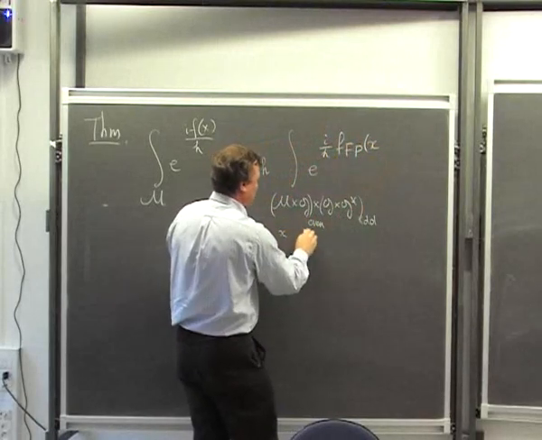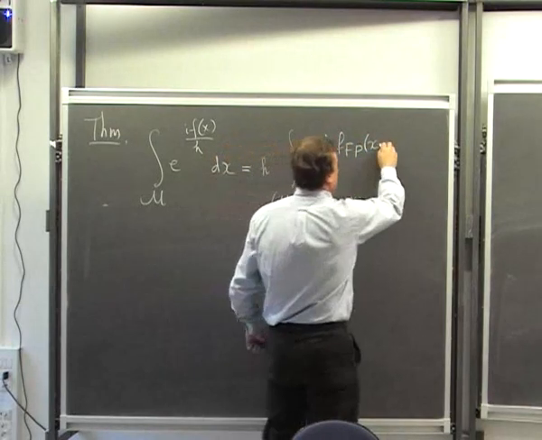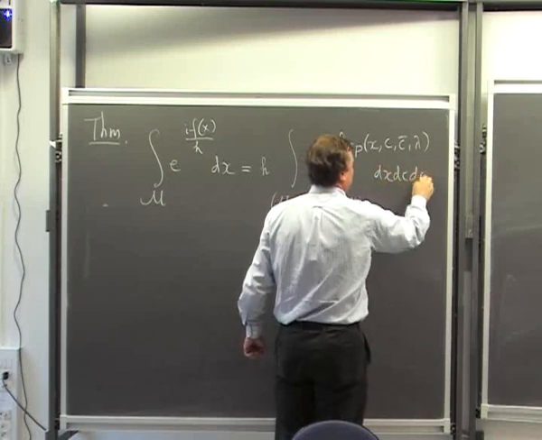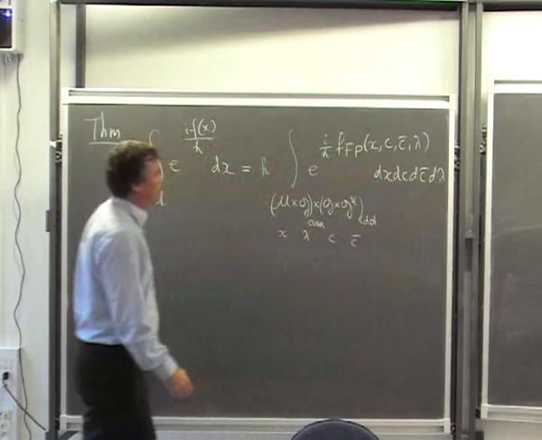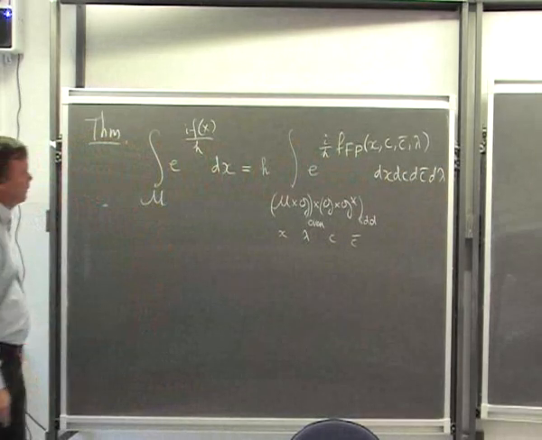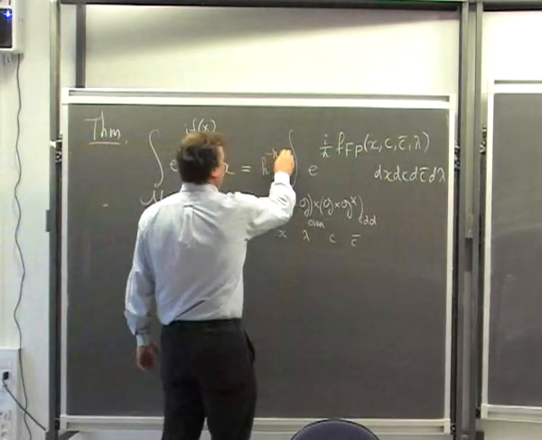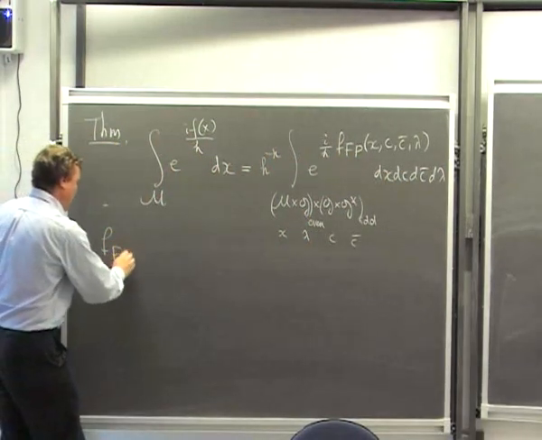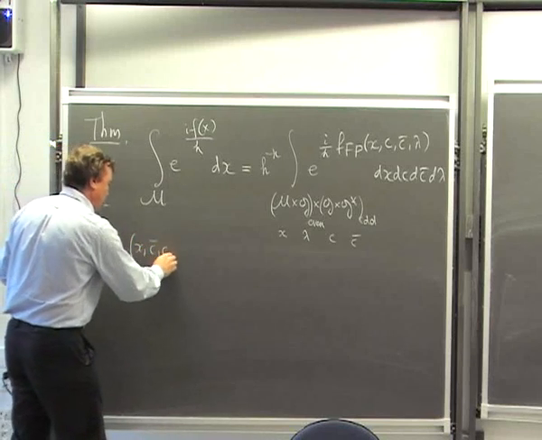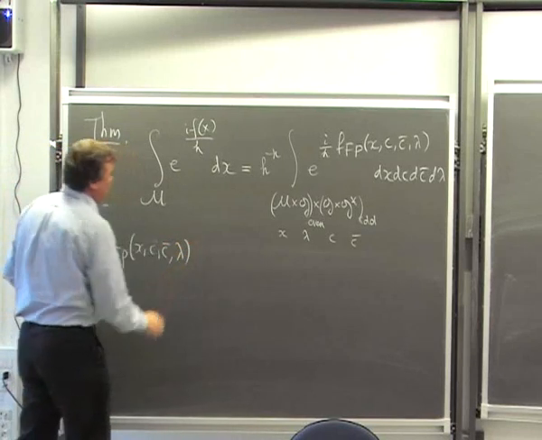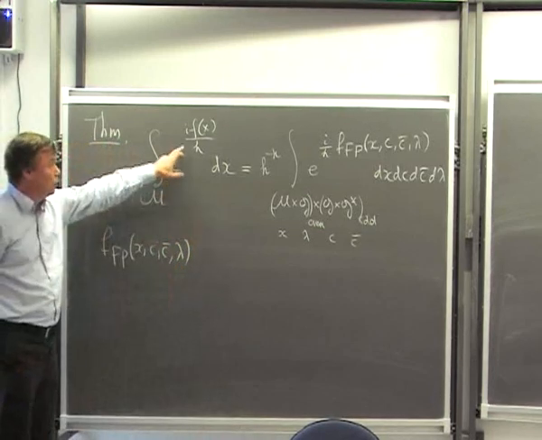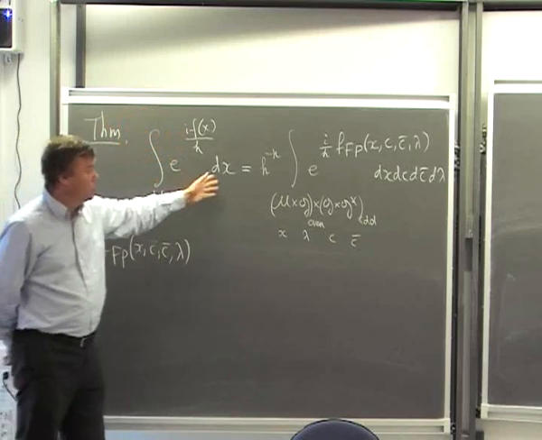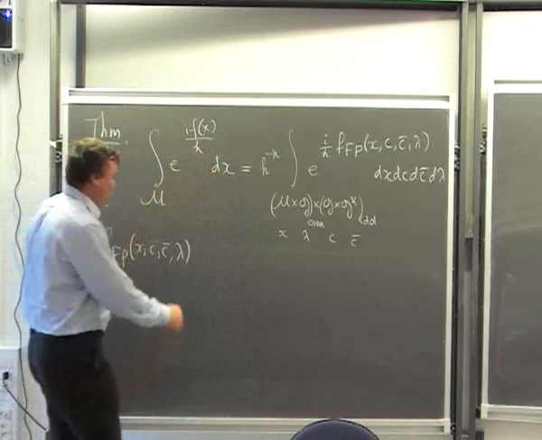Coordinates on this manifold are x, lambda, c, c bar, and the measure is dx, dc, dc bar, d lambda. So I defined last time what is the supermanifold, and here it's h to the minus n. The Faddeev-Popov action, and I'm saying Faddeev-Popov action having in mind that eventually function f will be the action of our field theory, and this will be the formula for the path integral.